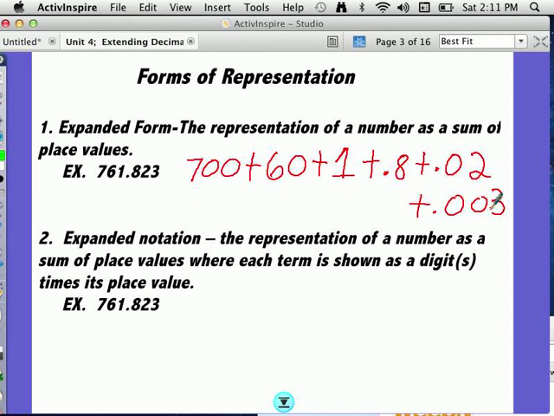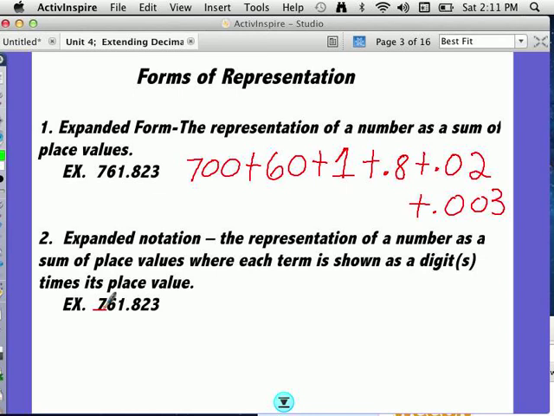Okay. And I'm going to discuss the expanded notation, which is the representation of a number as the sum of its place value as well. But in this case, each term is shown as a digit times its place value. So for expanded notation, I think about multiplication notation. So you have multiplication and addition in this one. So I'm going to expand the place value. I'm going to continue to do that. Let's start with the 7.